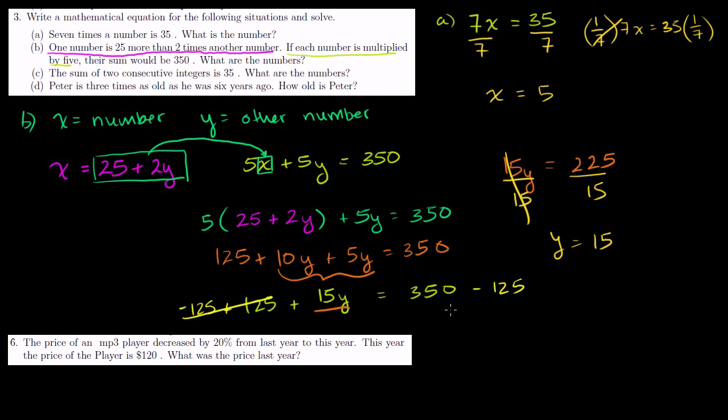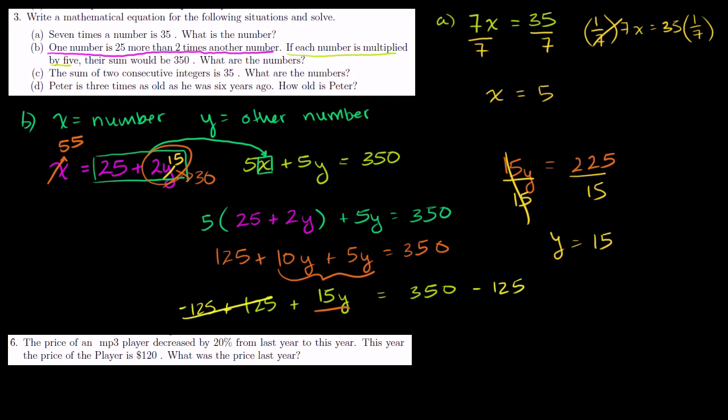Now we're not completely done yet. We know what y is, but we still have to solve for x. So x is equal to 25 plus 2 times y. Y is equal to 15. 2 times 15 is equal to 30. 25 plus 30 is 55.